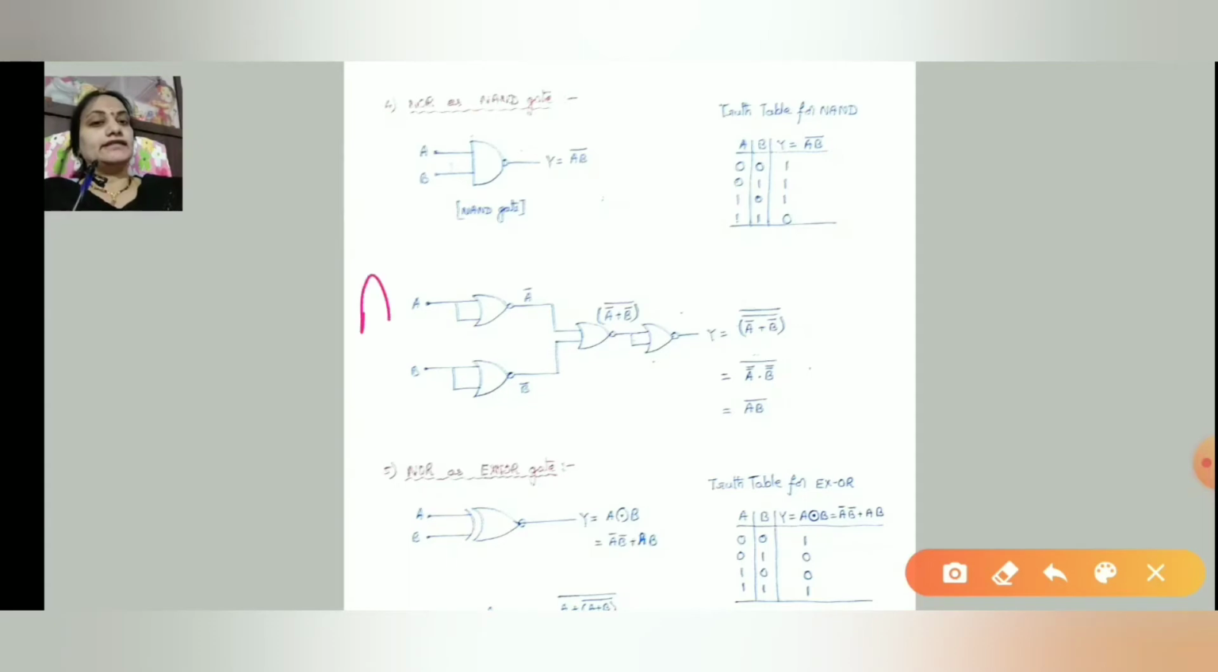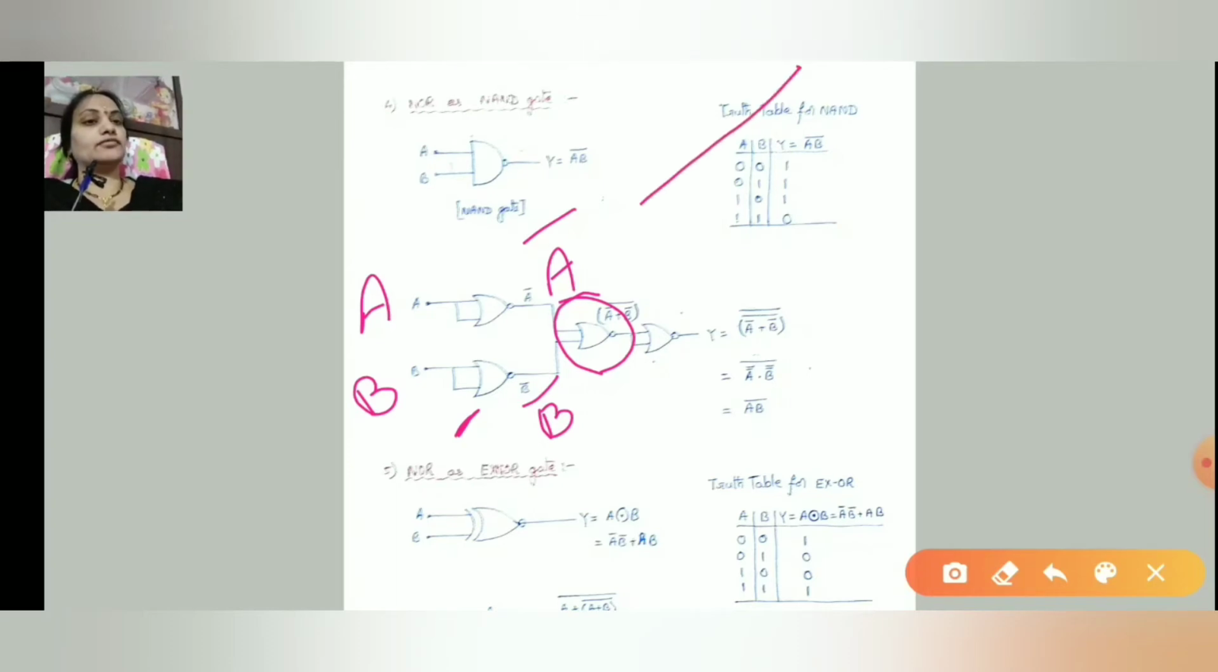Here A is the input for the inverter. That is why we got A complement. Again, for this gate, B is the input and the output becomes B complement. Now, what is the output for this gate? That is, the output becomes the whole complement of the addition of the two inputs.